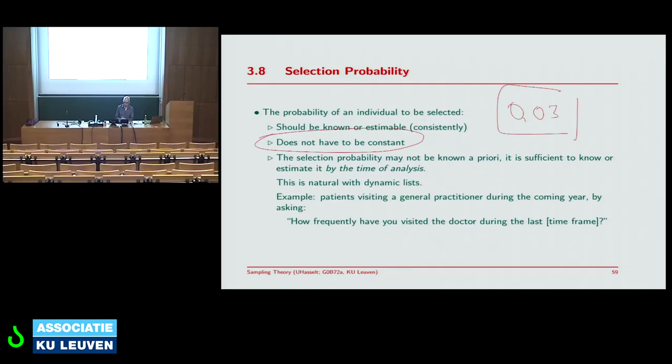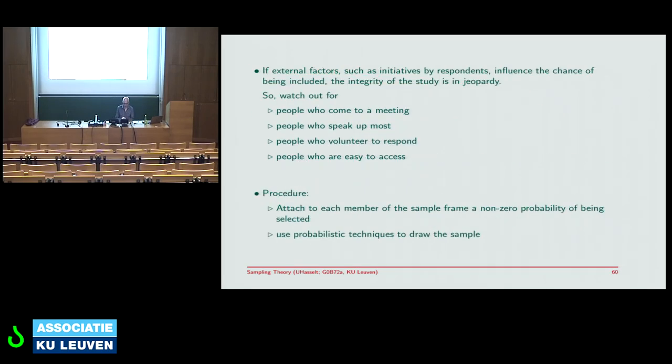So at the same time, the selection probability may be very closely linked to your health. The more you go to the doctor, the more there is a chance that there is a health-related problem. So if you don't take that probability into account and you treat everybody in the same way, you might well overestimate or underestimate some health-related issues.